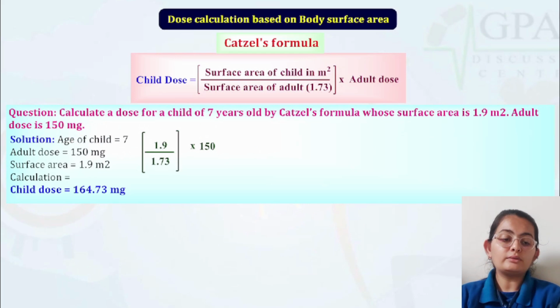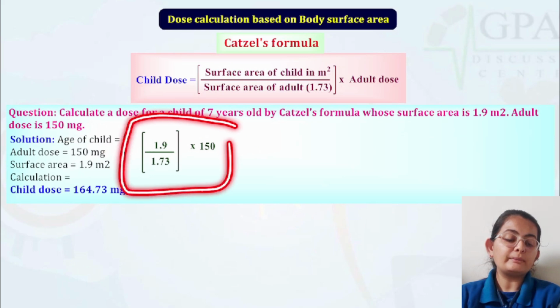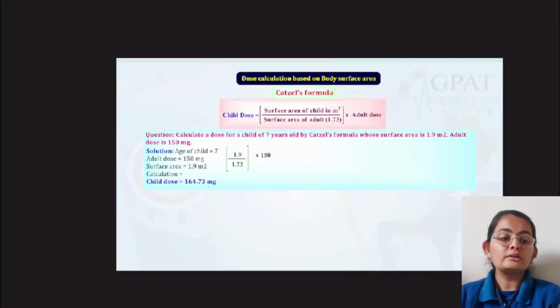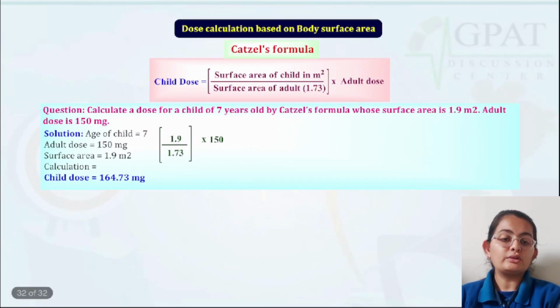So simply, age of child is 7 years. Here the age is not required, still we have to write the given data as it is. Adult dose is 150 mg. Surface area is 1.9. Then the calculation part remains the same, that is 1.9 divided by 1.73 into 150. So this is your answer. First of all, don't sit idle, calculate each and every answer to check whether you are solving it accurately or not. So this was all about our posology calculation.